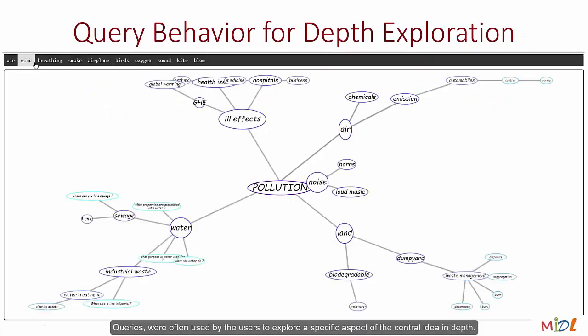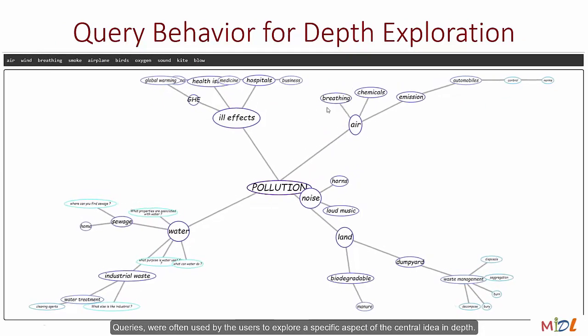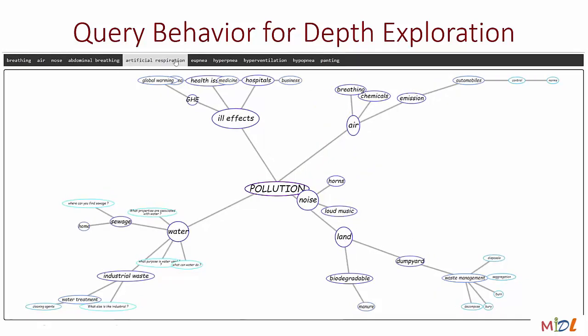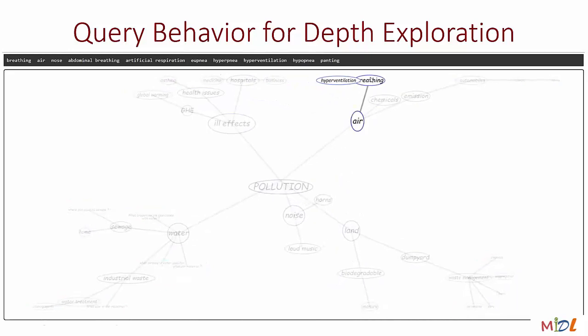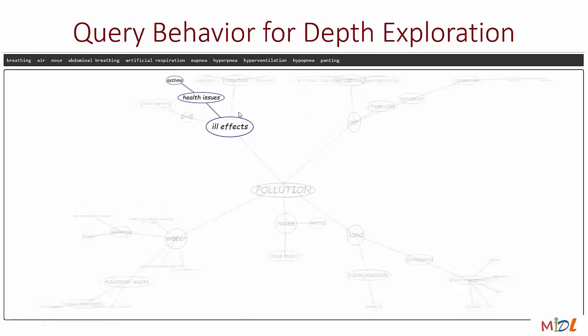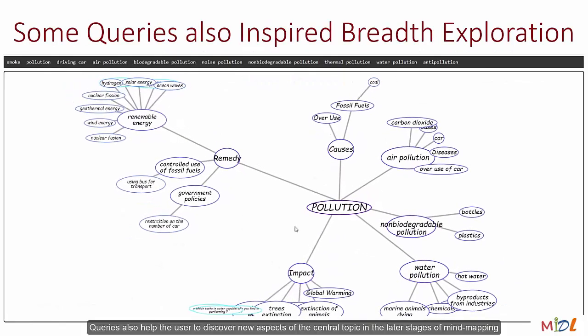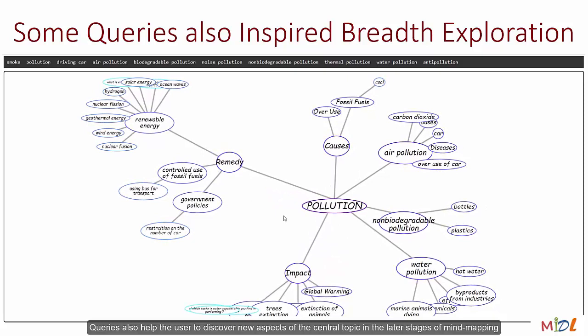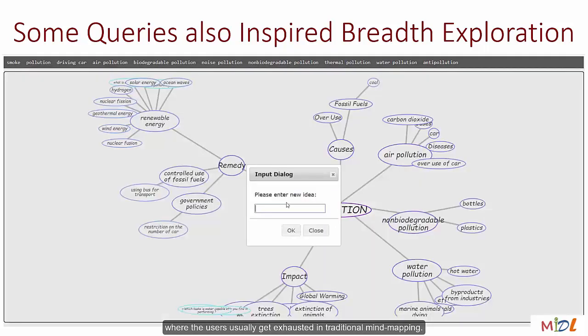Queries were often used by the users to explore a specific aspect of the central idea in depth. Queries also help the user to discover new aspects of the central topic in the later stages of mind mapping, where the users usually get exhausted in traditional mind mapping.